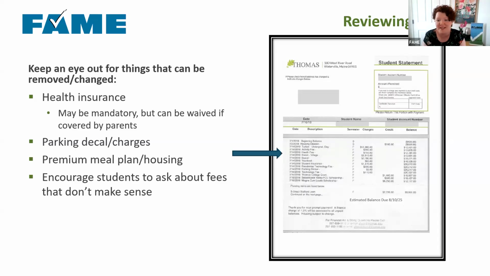It also helps because sometimes we see things like activity fee and health fee. So what are they, what do they mean? Because sometimes students are paying for things that they didn't even realize they could be using. So just knowing what those fees are will let them have a better understanding of all of those things that they have access to at that college.